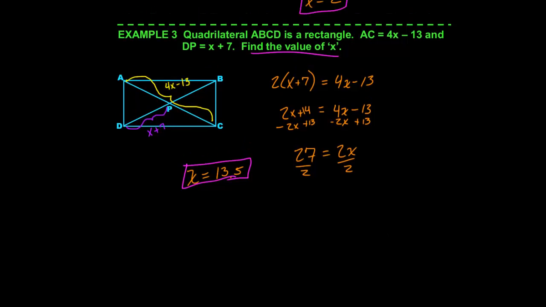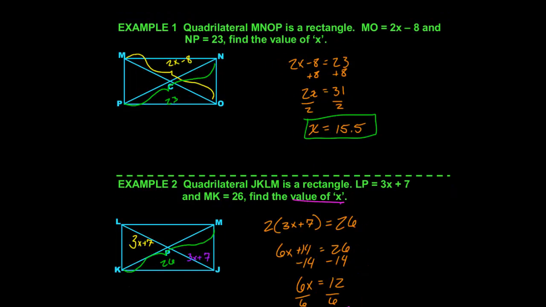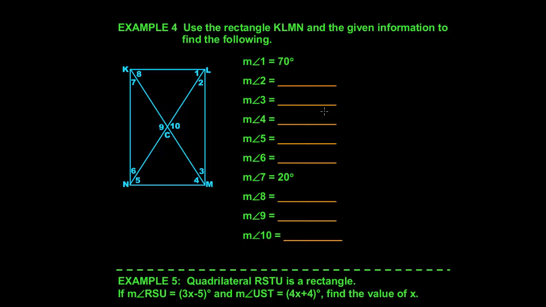Alright, now let's look to our final page of notes. We're looking at example 4. It says use the rectangle KLMN and the given information to find the following. It wants us to find the measures of angle 2 through 6 and 8 through 10.